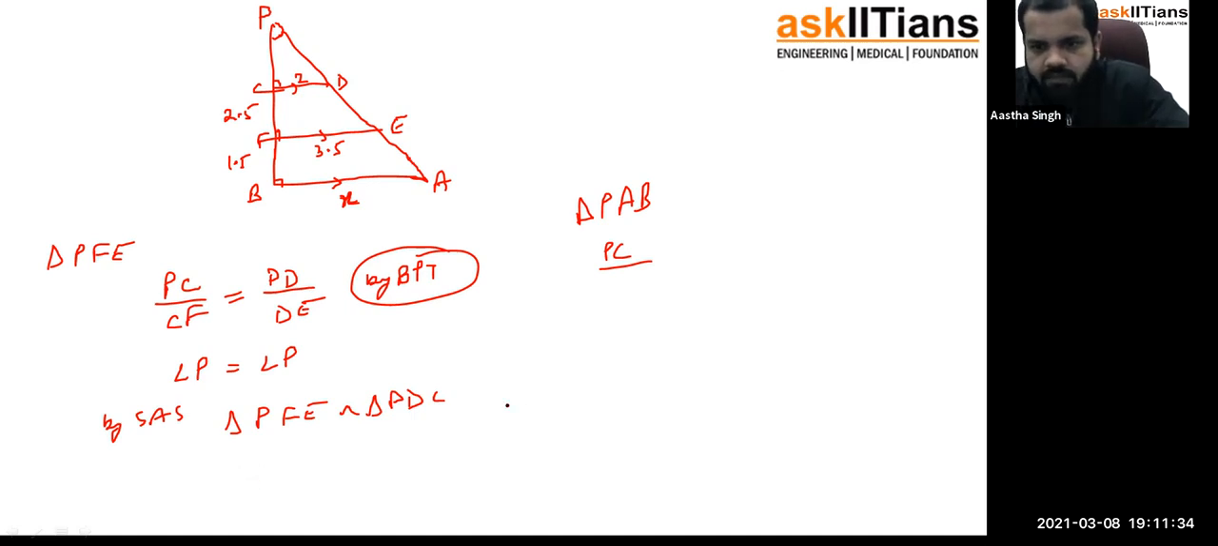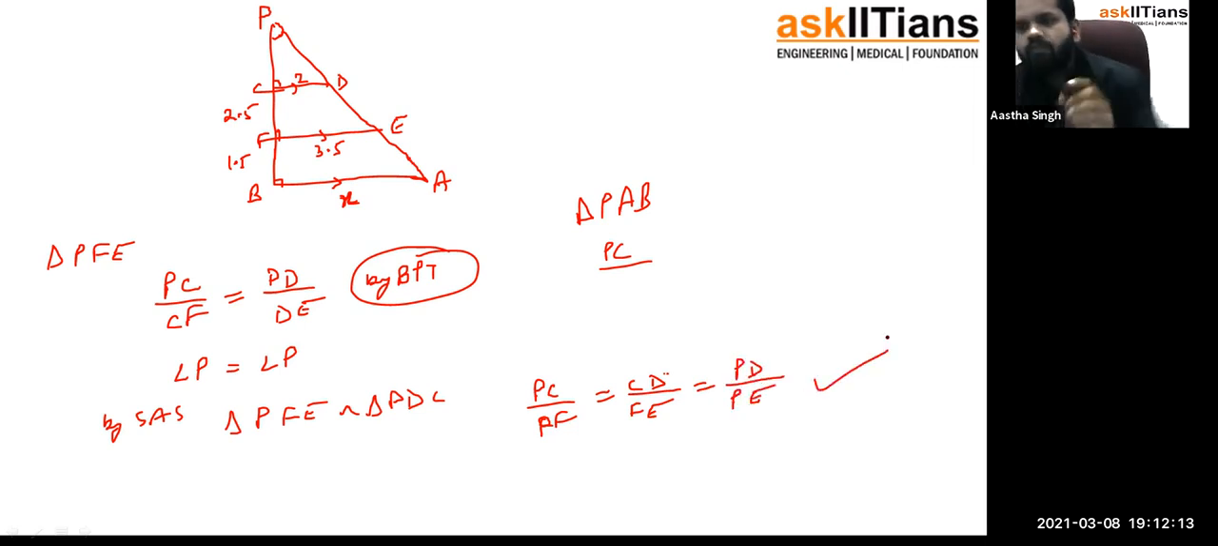So it means the corresponding sides will be equal. So PC by CF will be equal to PC upon PF, with whole PF, and will be equal to PE. CD divided by FE will be equal to PD by PE. This is what we have to do, right?